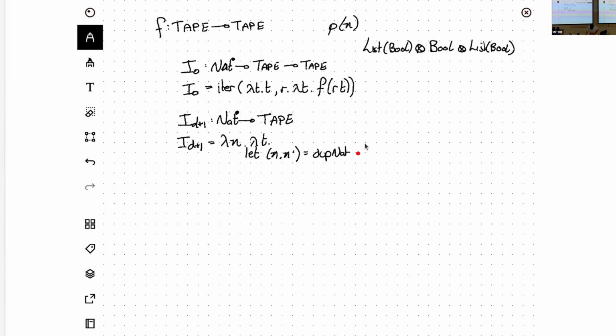So we duplicate the natural number. Then we're going to iterate. In the base case, we're going to take the input tape and do nothing with it, but also we're going to take the natural number that we're passing through, which is our original input. We're going to throw that away, remembering that we're in an affine situation.